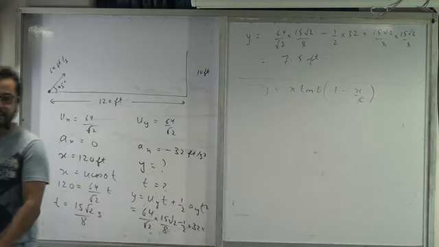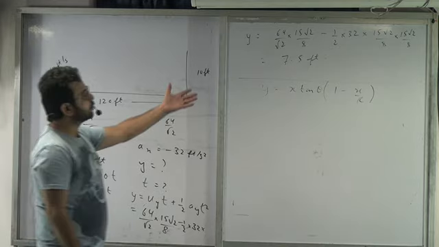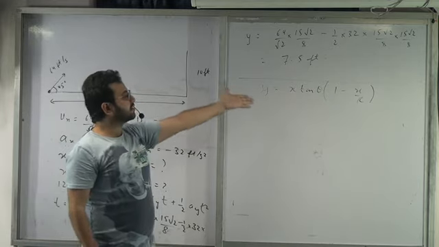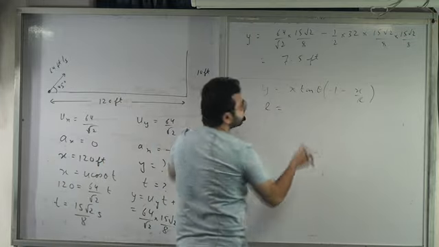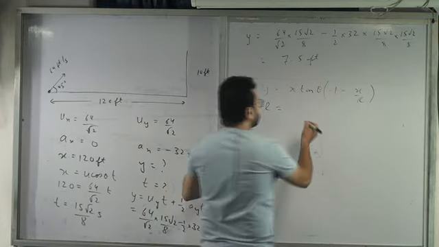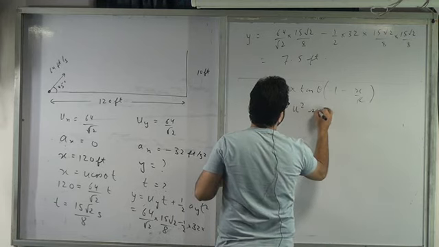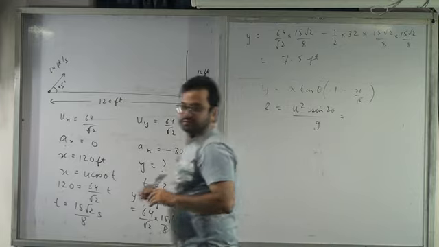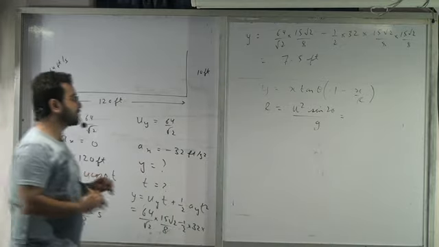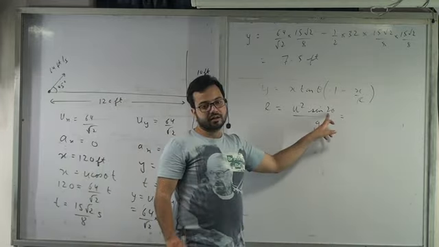x tan theta into 1 minus x upon r. You can use the other one also, but this is more easy to remember. What is the range? How can I calculate the range? Range is u square sine 2 theta by g. So sine 90 degree is 1.